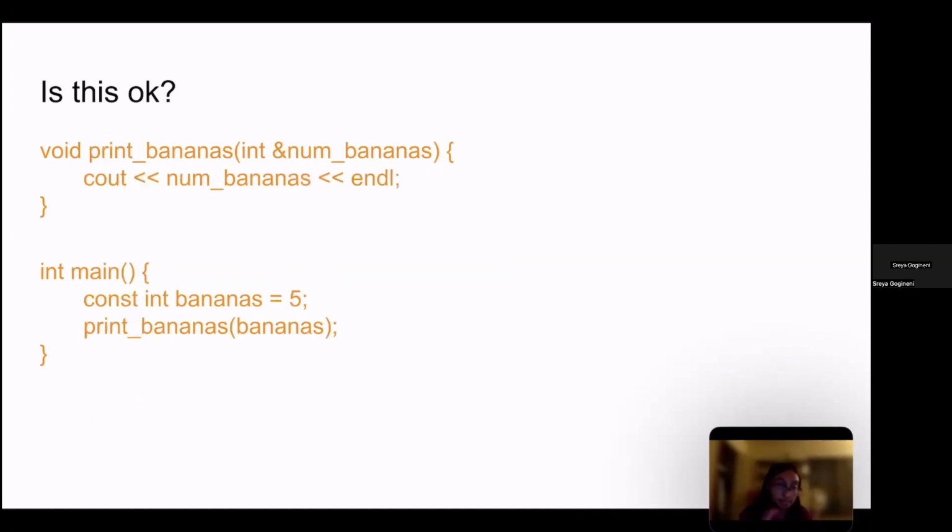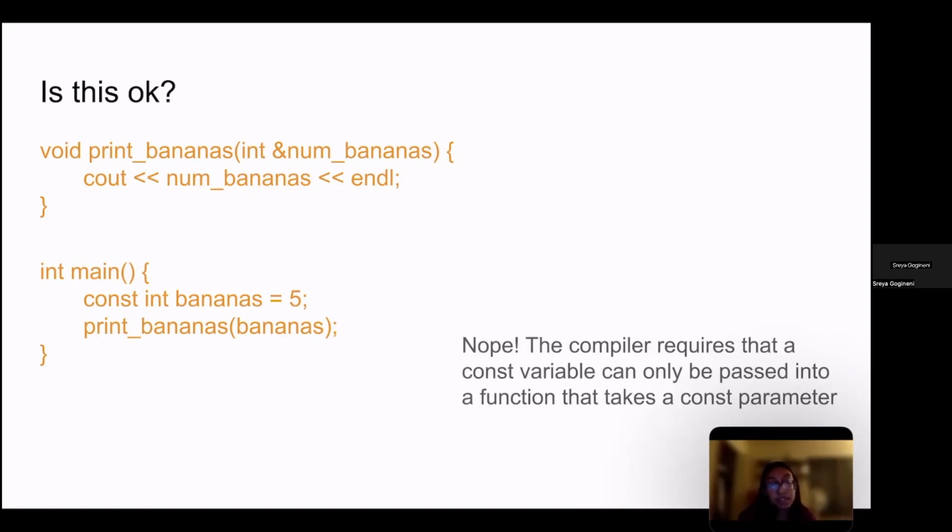Okay, one final question. We've declared a const int bananas in this main function, and then we've passed it into printBananas. printBananas doesn't modify numBananas, so there's no prohibited modification happening, but its parameter just says int numBananas, not const numBananas. Is this a valid program? Nope. Even though printBananas doesn't modify numBananas, the compiler is going to throw an error. The compiler needs printBananas to promise that it won't modify numBananas by putting a const in front of the parameter.